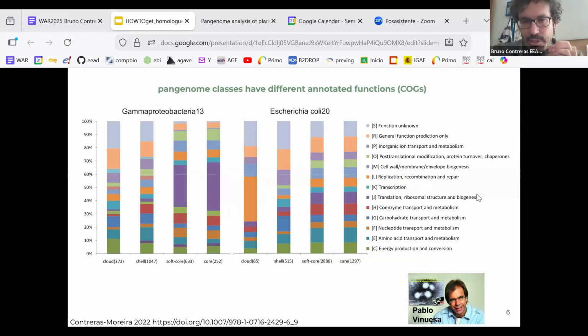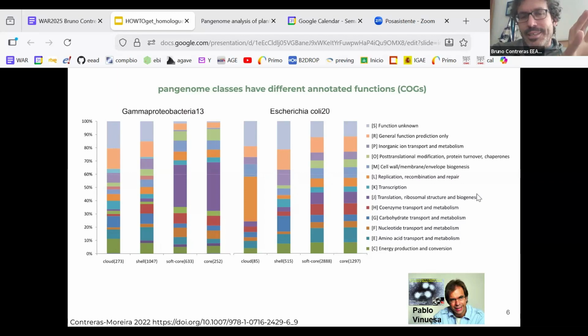With Pablo Vinuesa, you see him in the picture here, we discovered many years ago when I was a postdoc in Mexico that if you try to summarize at the functional level, broad functional classes, the different compartments of pangenomes, you see that they're not all the same. It seems pretty obvious. In this example, on the left, you have 13 gamma proteobacteria, so a lot of bacteria from a very broad taxonomic class. And on the right side, you have 20 different strains of Escherichia coli. In this case, they are very close genomes.